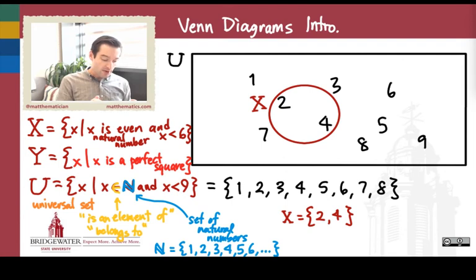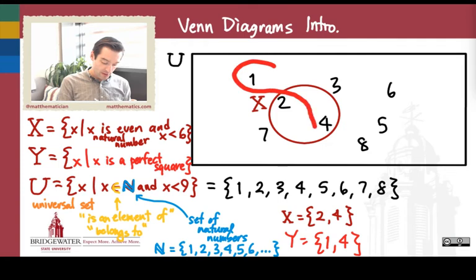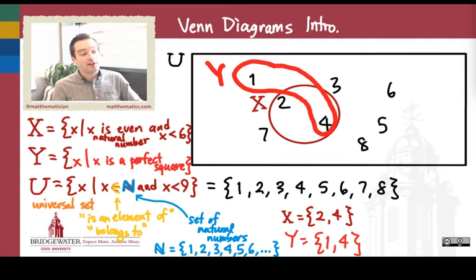So if I look in my universe and I find where my perfect squares are, 1 is a perfect square because it's 1 times itself, 2 is not, 3 is not, 4 is because it's 2 times 2, 2 times itself, right? But 5, 6, 7, and 8, those are not perfect squares. And so a roster for the set Y is 1 and 4. And so what I might do up here in my Venn diagram is draw a sort of weird kidney-shaped loop around 1 and 4 to denote that that's my set Y.